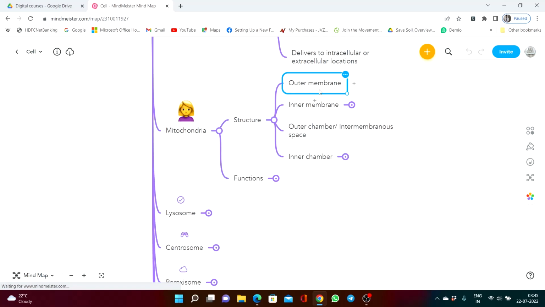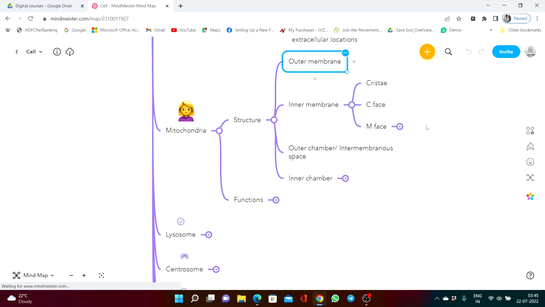The outer membrane is smooth, and the inner membrane is folded on itself to form cristae, which has C phase and M phase. It has two chambers, outer chamber and inner chamber.